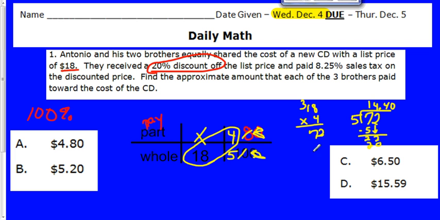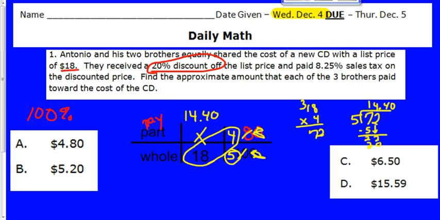Then once I have 72, I want to divide by 5. So 72 divided by 5 is $14.40. So I'm going to be paying $14.40 for just the sales price. Now we have to pay tax on that.